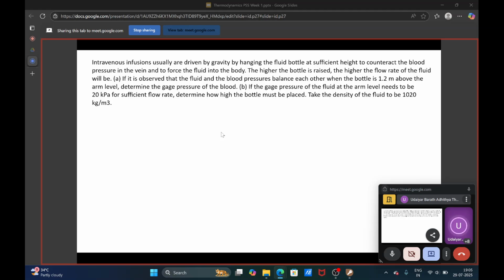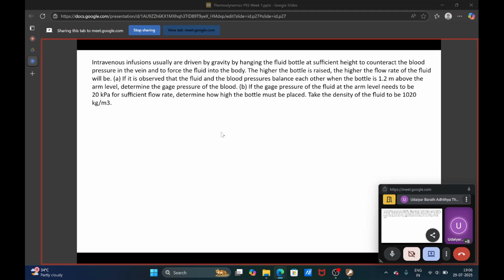So the higher the bottle is raised, the higher the flow rate of the fluid will be. First, if it is observed that the fluid and the blood pressure balance each other when the bottle is 1.2 meter above the arm level, determine the gauge pressure of the blood. If the gauge pressure of the fluid at the arm level needs to be 20 kilopascal for sufficient flow rate, determine how high the bottle must be placed. Take the density of the fluid to be 1020 kg per meter cube.